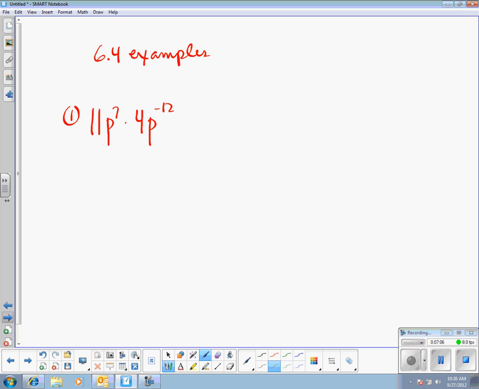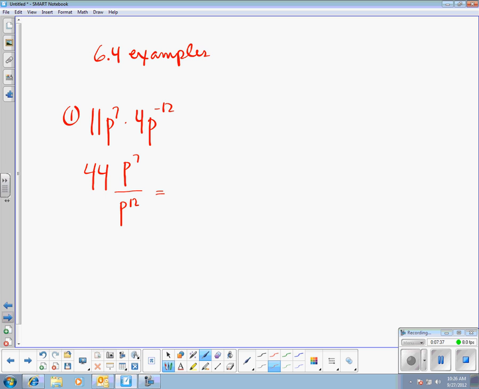Okay, so first of all, coefficients 11 and 4, they don't really have anything to do with these exponents, because the 7 only applies to the p and the negative 12 only applies to the p, because there were no parentheses. So the 11 and the 4 are kind of on their own, so I'm just going to get them out of the way and make that a 44. And then I have p to the 7th and p to the negative 12th, and a negative exponent moves it to the bottom. It makes it positive.